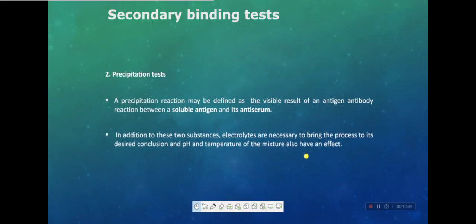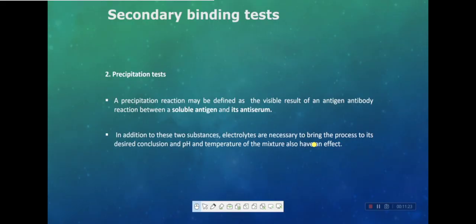Right. Now talking about the second type of secondary binding tests, that is the precipitation tests. The precipitation techniques are used to detect and identify antigens in the specimen, extracts, and cultures, and also used to detect and quantify antibodies in the serum. If we compare it with agglutination tests, the precipitation techniques require more experience in their performance and interpretation. Right. The precipitation tests are based on the principle that the antigen and antibody are in a soluble form and combine to form a visible precipitate.